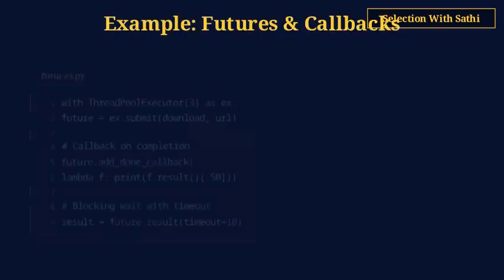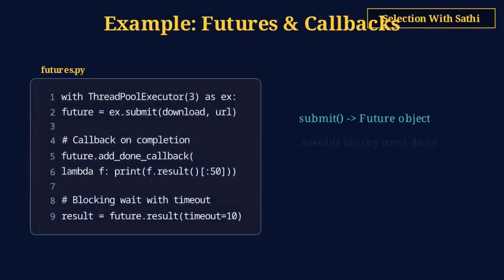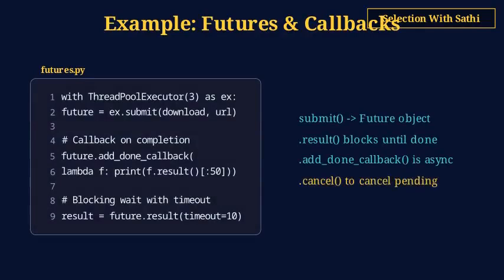Submit returns a Future object for more control. future = executor.submit(download, url). Call future.result with a timeout to get the value. It blocks until ready. You can also add a callback with future.add_done_callback. The callback fires when the future completes, useful for non-blocking notification.